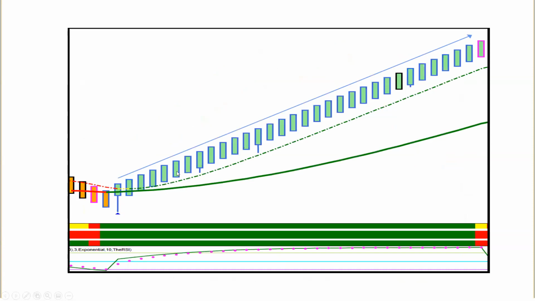Oscillator entry, long above the 50, 50 is green, 15 is green. These are both exponentials, and actually they're proprietary. This is an exponential of an exponential. It moves smoother than an exponential, but really quickly. Here's your exit.